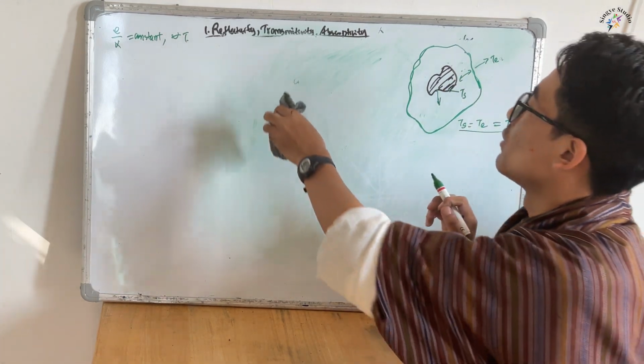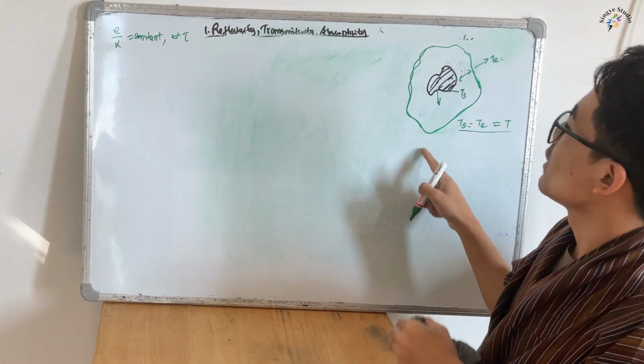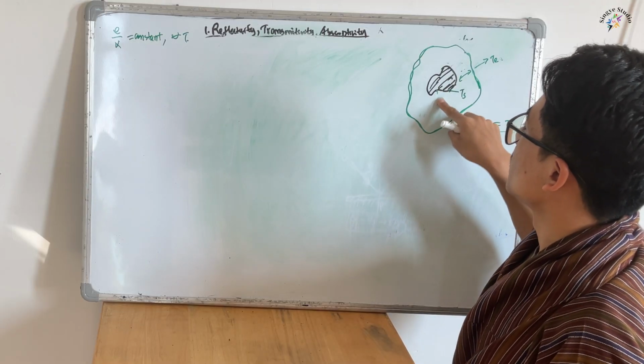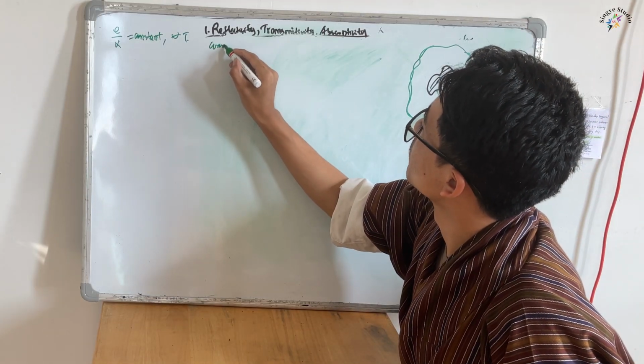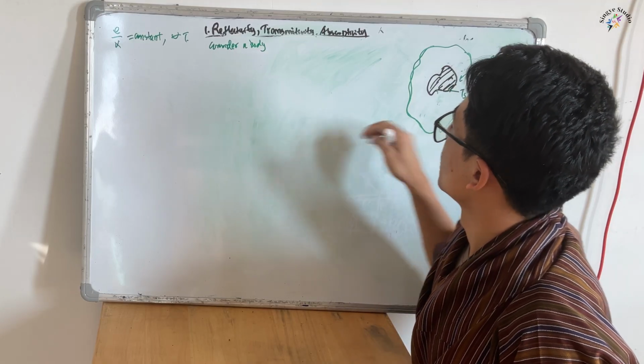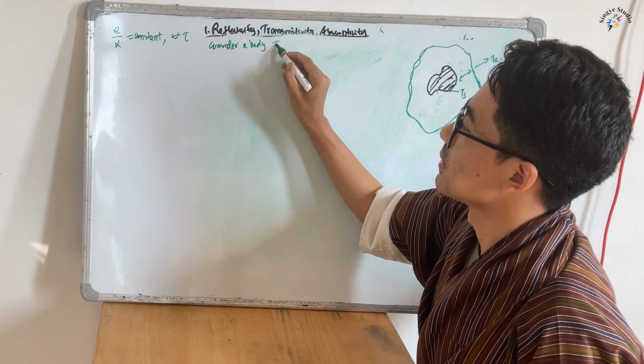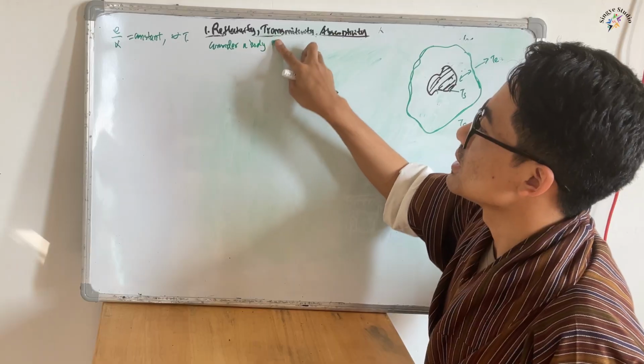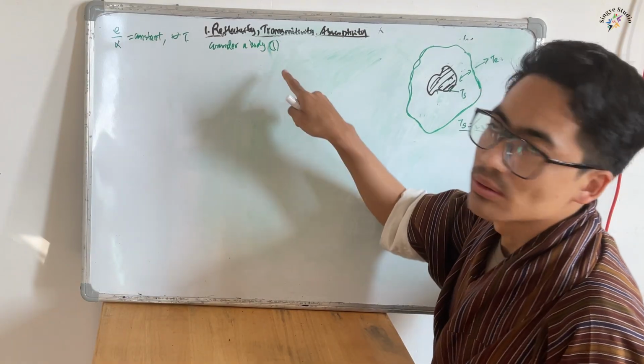Okay? Now, I will say consider a body. Okay? Consider a small body Ts. I mean, you can say consider a small body 1. Okay?